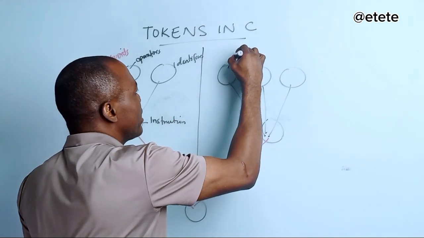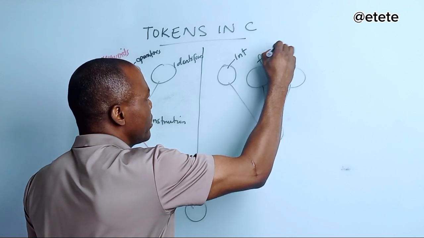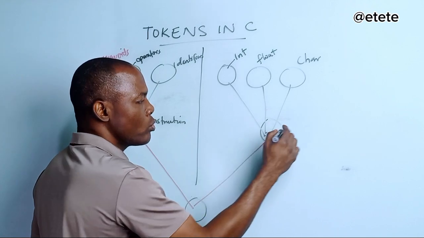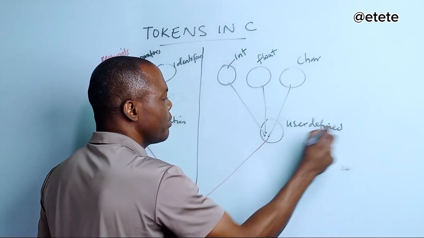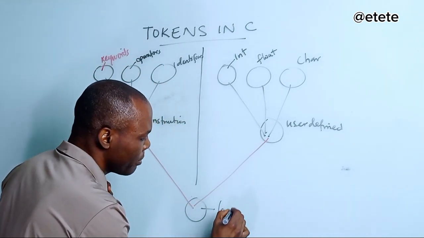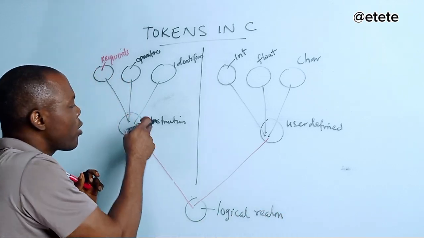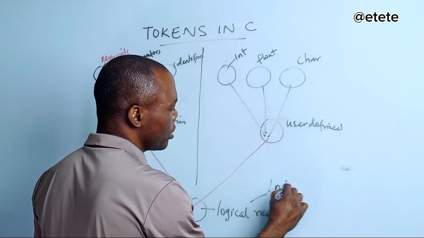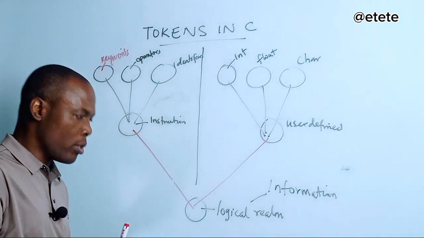Now in this side, we have data types. We have the int data type. You have the float data type, for example. You have the character data type. Then you can combine them to create a user-defined data type. User-defined data type here. And then you come to this realm. This is the logical realm, for example, that will now combine this instruction and combine the data to give you an output, which you call what? Information.